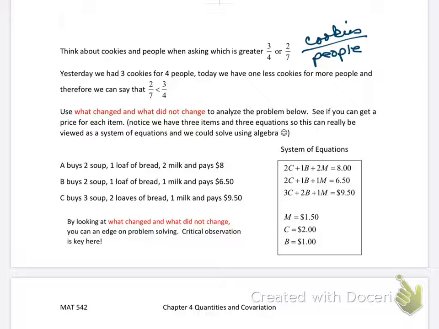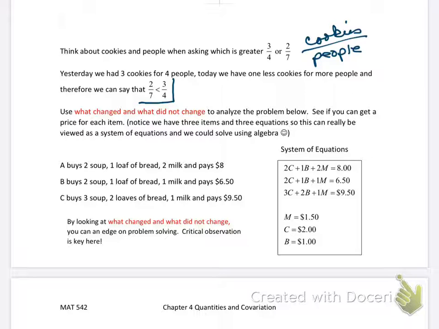Okay, so we can say yesterday we had 3 cookies for 4 people. Today we have 2 cookies for 7 people. Which fraction is bigger? Well, the 3/4 is going to be bigger with that reasoning. And so we can say that 2/7 is less than 3/4 using our cookie reasoning. So we haven't even gotten into fractions, and here we have a way to assess whether fractions are smaller or greater than one another. So we use the what changed and what did not change to analyze that problem.